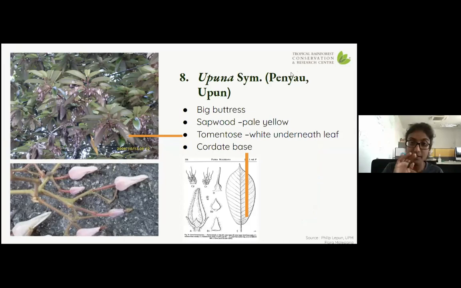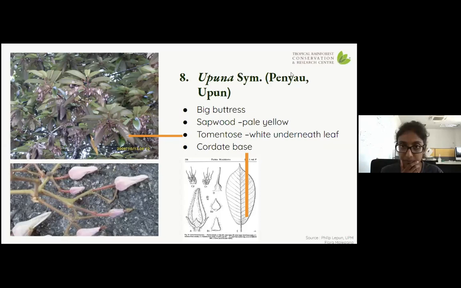And the leaves, so with the canopy, it's tomentose, meaning they have this hair-like texture on the under part of the leaf. So from afar, it looks quite whitish. The base of the leaves are cordate in shape, as you can see in the diagram.